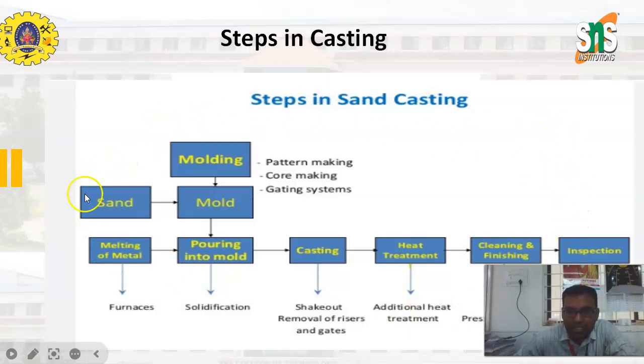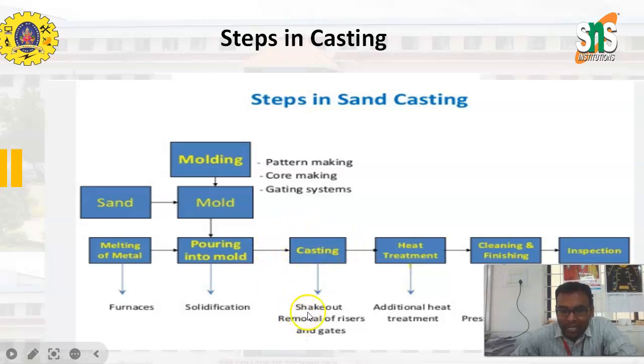This is the simple flow chart of steps in the casting. The first one is the pattern making, and then core making, and then the gating system. This comes under the molding. Here, melting of metal can be done with the help of different types of furnace based upon the availability. And the molten metal is poured into the mold and it is allowed to solidify. Then the finished product is known as the cast. The process is known as the casting process.